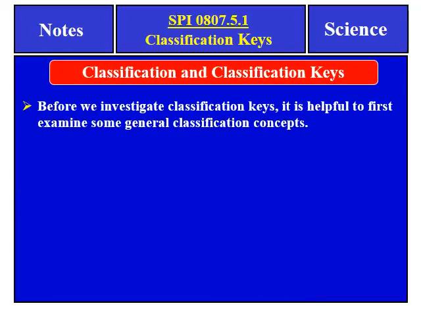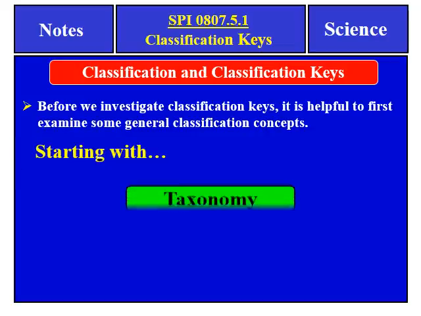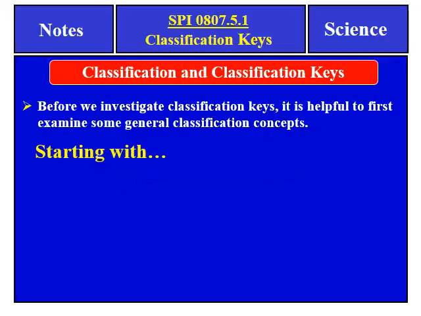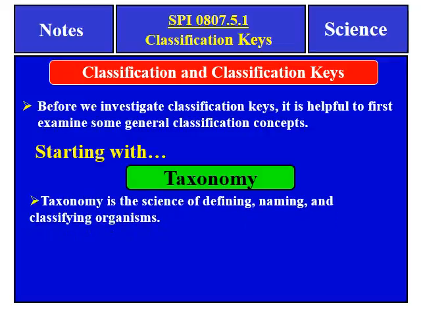So starting off, classification keys, we need to know first some general classification concepts. So we start with taxonomy. Write this down. Taxonomy is the science of defining, naming, and classifying organisms. If you need to pause at this time, go ahead and pause so you can get the definition. If not, let's proceed.